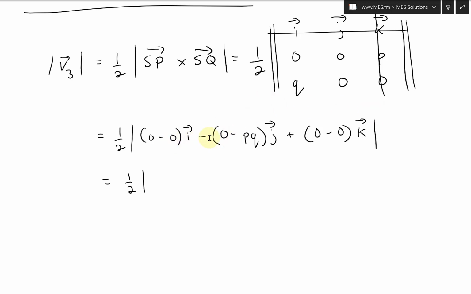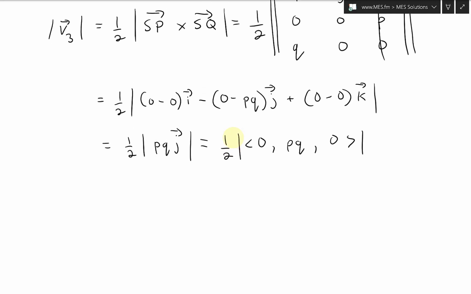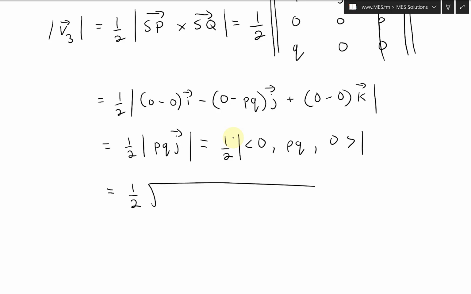This vanishes, and this one becomes negative, and the negative becomes PQ, and then J, like that. And the other one is 0. So the length of that, just write this in component format here: 0, and we're dealing with length, so we're doing the length of that, and then this is PQ, and then 0. Like that. Then take the Pythagorean Theorem, the triangular one, to get the length, like this.